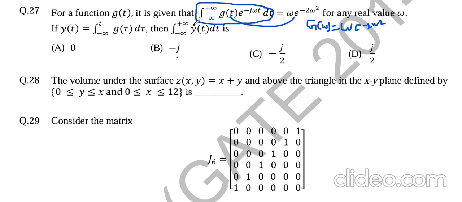Okay, so we have to find out the integration from minus infinity to plus infinity of y(t) dt. So y(t) is defined here. y(t) is nothing but the integration from minus infinity to t of g(t). We have learned the properties of Fourier transform: if there is integration in the time domain, then we simply divide by the j omega term in the frequency domain. So if we divide this equation by j omega, we simply get Y(omega).